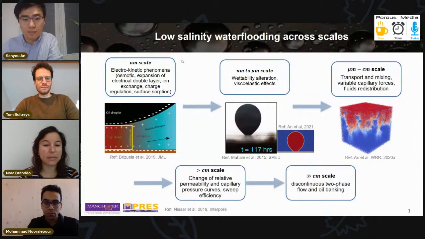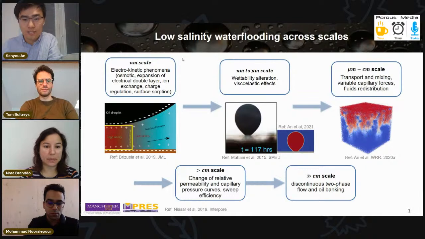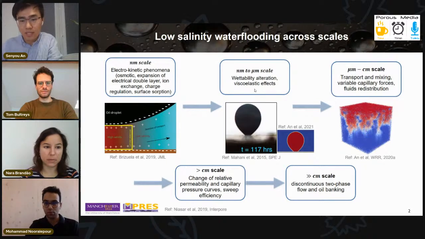As a key application, the background of this research is low salinity water flooding to enhance oil recovery. We can review low salinity water flooding at different scales. At the nano scale, it shows electrokinetic phenomena. From nano to macro scale, we can observe wettability alteration and viscoelastic effect.